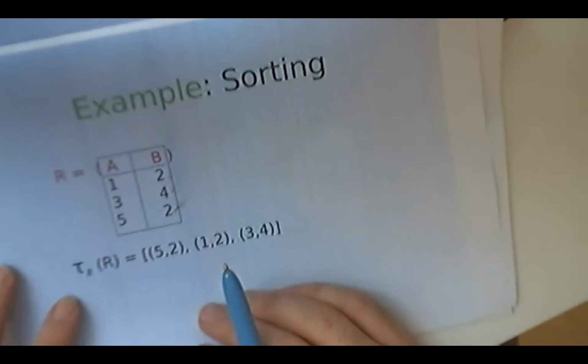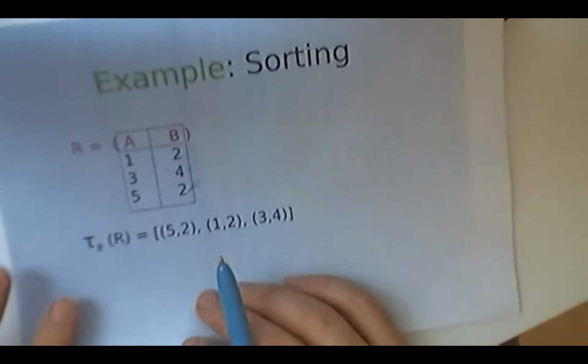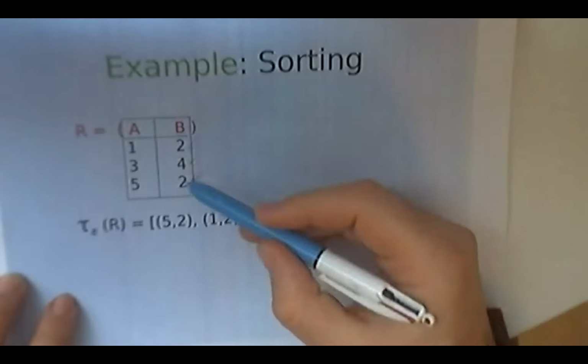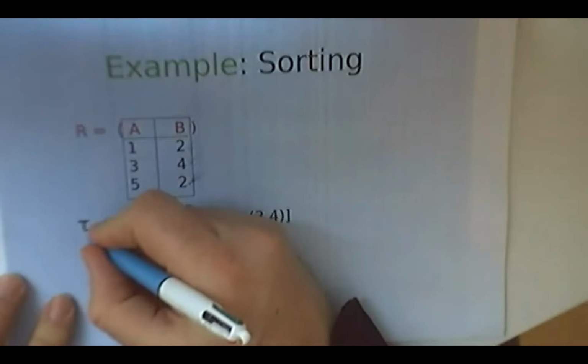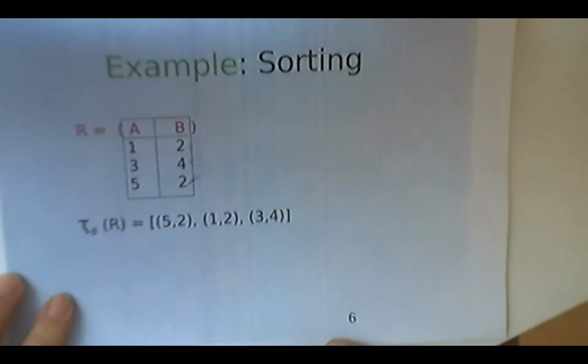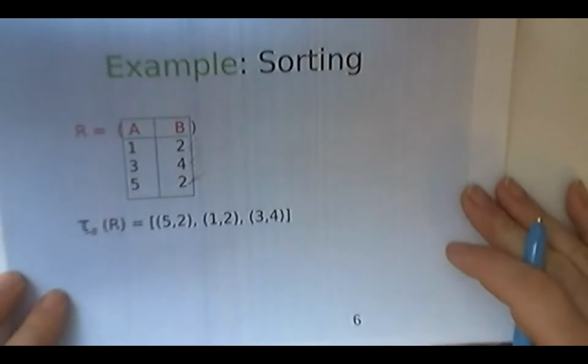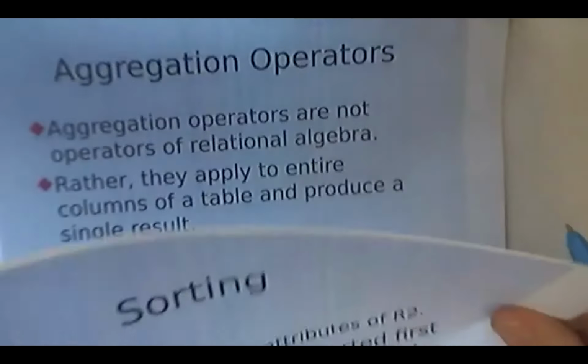What if we want to sort on B descending rather than ascending? So we want to put the top B first. Well, there's a trick. You just put a negative sign on B here. So that would do it. So sorting is a tau operator.